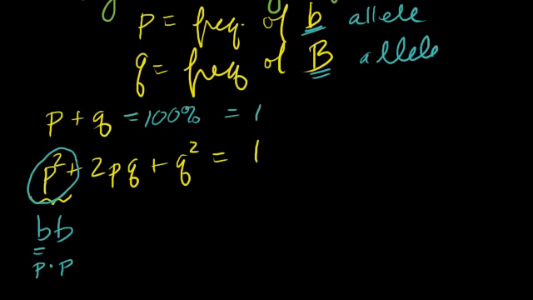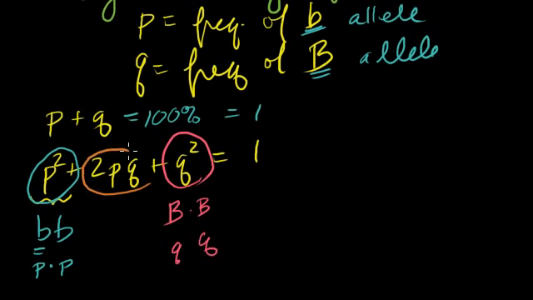What's Q squared? That's the probability that I get a big B, a brown-eyed allele, from each parent, because the probability from parent 1 is Q, and the probability from parent 2 is also Q. So that's Q squared right there. Now, what's 2PQ? This entire term is the frequency that I'm a hybrid, that I have a heterozygous genotype.